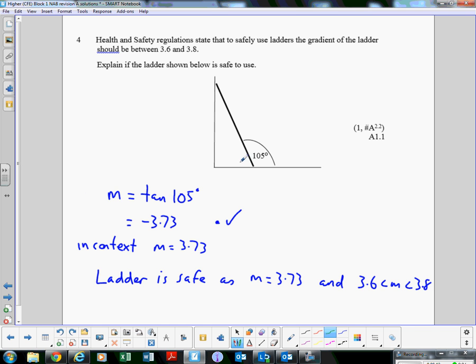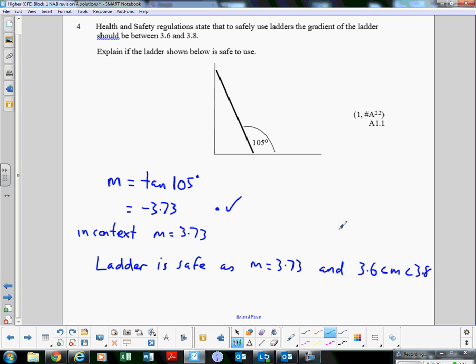Question number 4. Health and safety regulations state that to safely use ladders, the gradient of the ladder should be between 3.6 and 3.8. Explain if the ladder shown below is safe to use. Again, it's just m equals tan theta. So if we do tan of 105, we get a gradient of -3.73. Now we just need to interpret our result in the context of the question here.